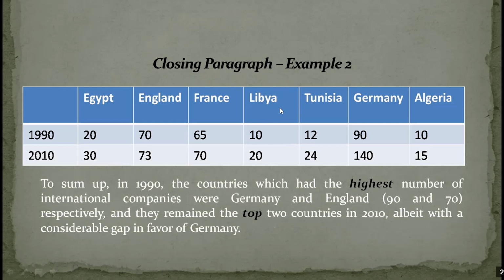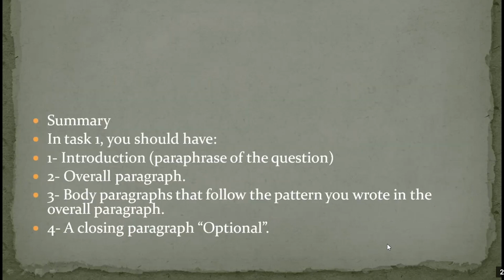Here in this situation: to sum up, in 1990, the countries which had the highest number of international companies were Germany and England. Again, we're focusing on the highest numbers, 90 and 70 respectively. And they remain the top two countries in 2010, albeit with a considerable gap in favor of Germany. So one more time, if you're writing a closing paragraph, perhaps you can comment on the most extreme numbers, the highest numbers or the lowest numbers. That's what you can do.